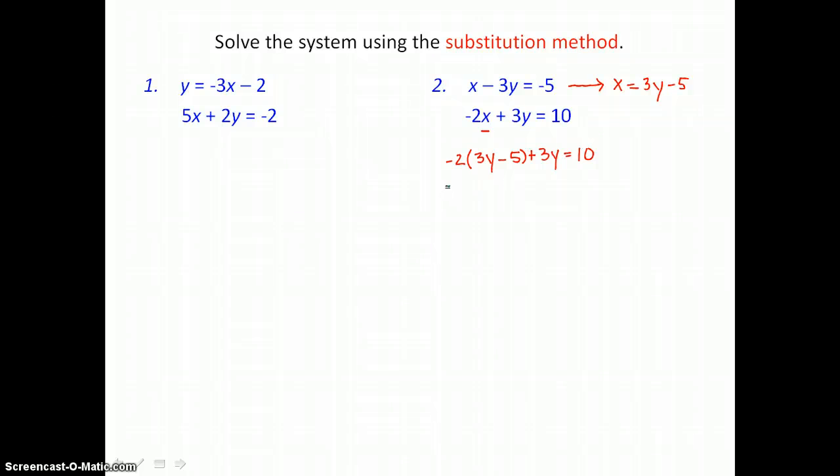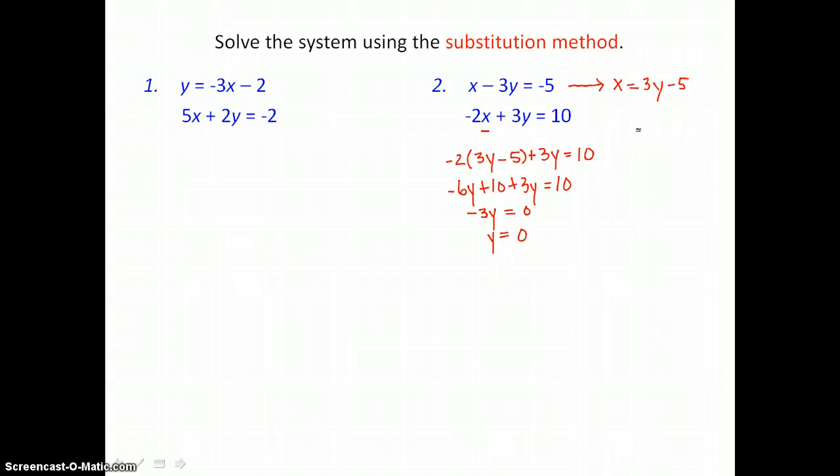Okay, distributing on the left, I get negative 6y and positive 10 plus 3y equals 10. And adding like terms on the left, negative 6y and positive 3y is negative 3y. And subtracting 10 from both sides, I get 0 on the right. Now dividing both sides by negative 3 to get y alone, I find out y is equal to 0.